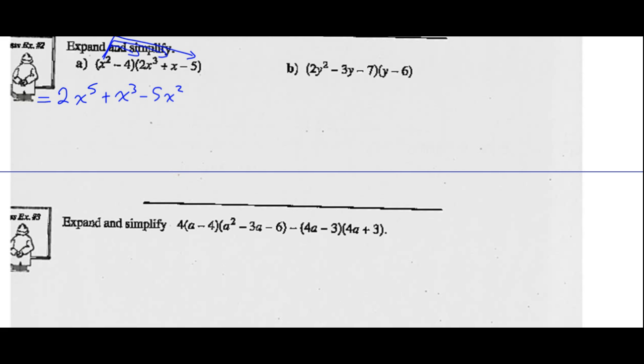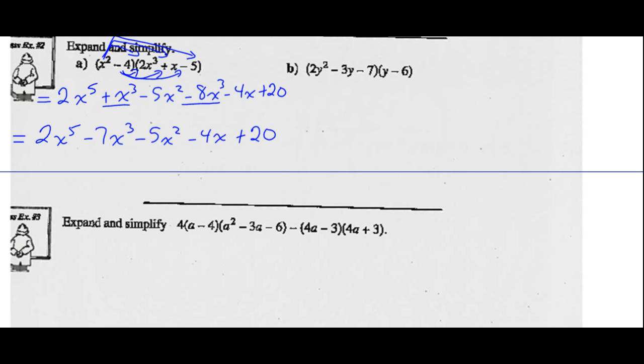Now do the same thing with the negative 4. Negative 4 times 2x cubed is a minus 8x cubed. Negative 4 times x is a minus 4x. And negative 4 times a negative 5 is a plus 20. And now we combine like terms. So I got 2x to the 5th. I've got 1x cubed minus 8x cubed is a minus 7x cubed. I have no other x squareds, so minus 5x squared, no other x's, and no other constant terms. So in that case, we end up with a 5-term expression, or a 5-term polynomial.